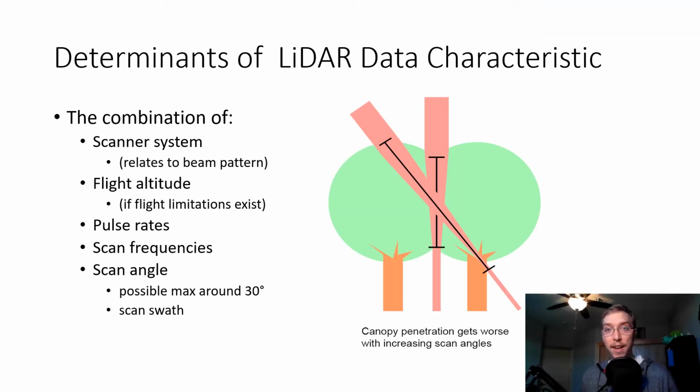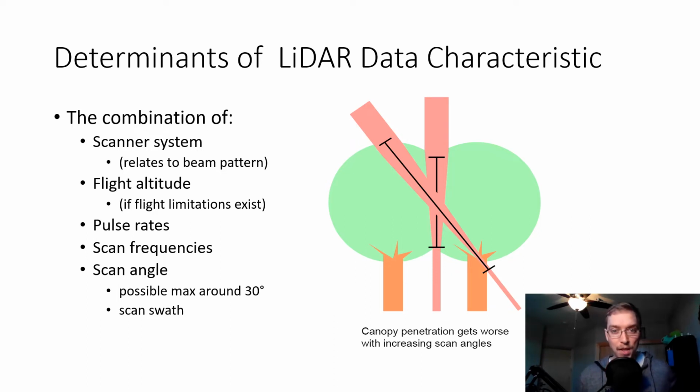Determinants of LiDAR data characteristics. It's a combination of a bunch of things. The scanner system and the beam pattern, how that beam is sent out and comes back. The flight altitude, pulse rate, so how quickly and how rapidly new pulses are being sent out and returning. The scan frequency, the scan angle, so that means the possible degree of return is only around 30 degrees, so anything past that, you're not going to get a return. And then the scan swath, so how wide that scan is trying to go horizontally on the ground.